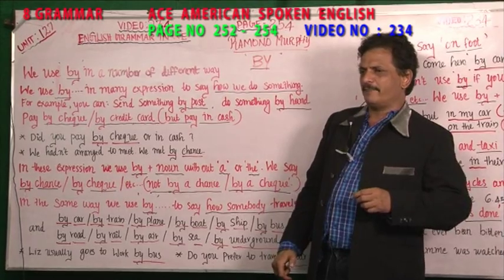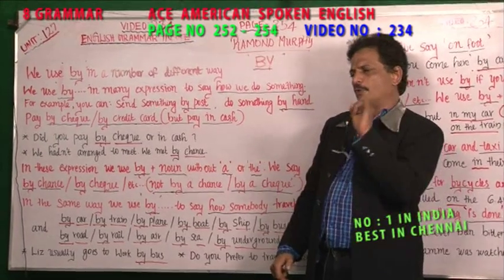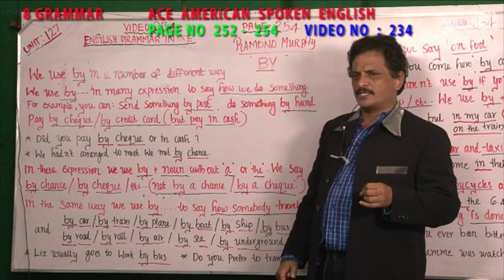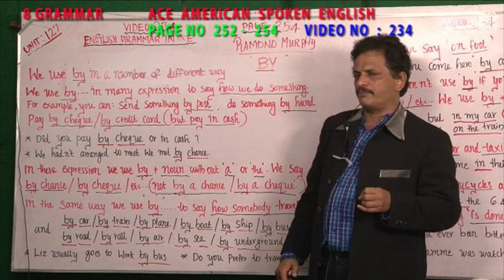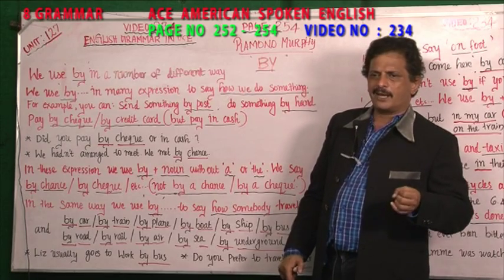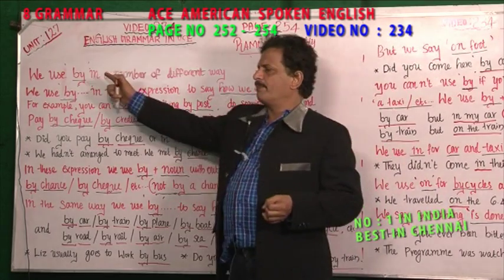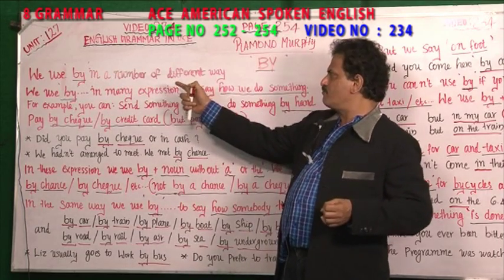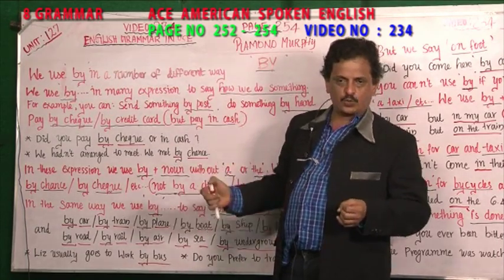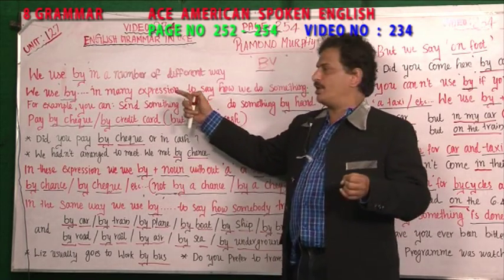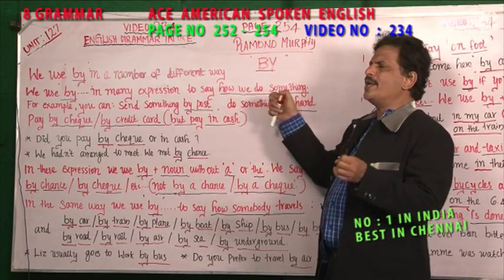So, "by" is a preposition. We have seen prepositions in, on, at, into, and then quite a lot more: onto, get on, get off. Now we have come here. The preposition is "by". We use "by" in a number of different ways. What are the different ways we are using "by"? We use "by" in many expressions to say how we do something.